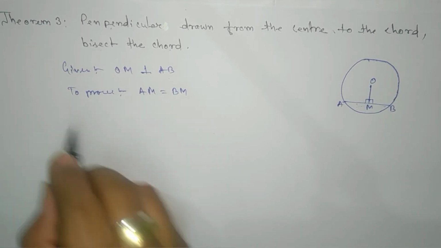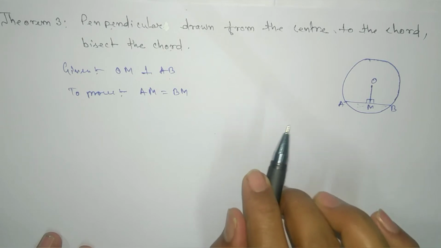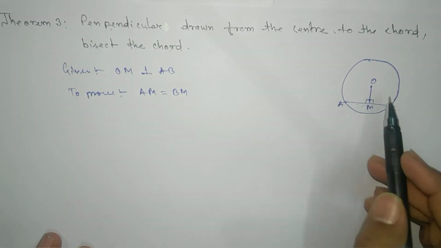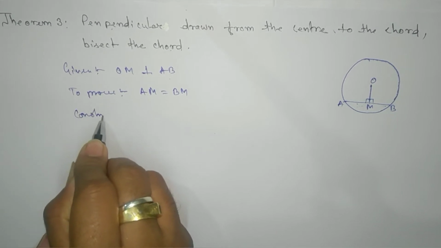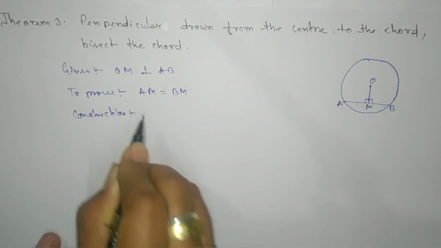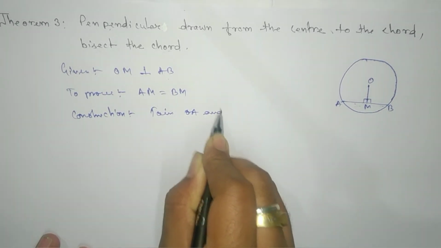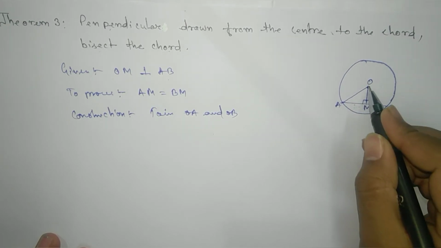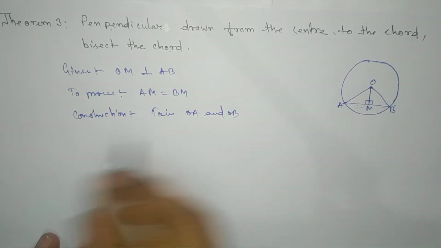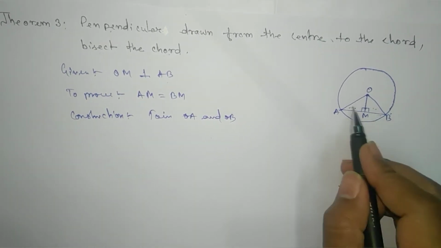For this, we need to construct two triangles, because we need to show the triangles are congruent, and then we'll get our proof. Here construction is compulsory. So we go for the construction. What are we going to do? Join OA and OB. We'll join here. Now our target is to prove these two triangles are congruent.